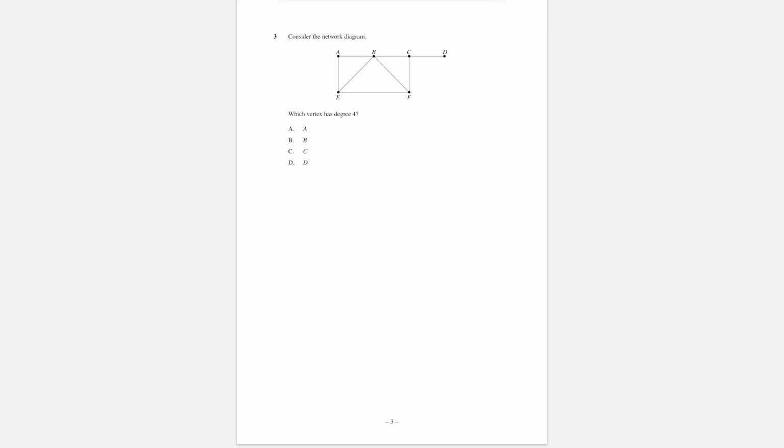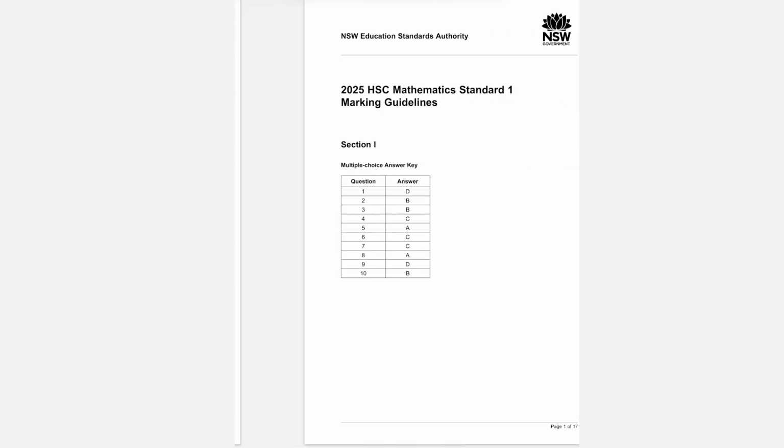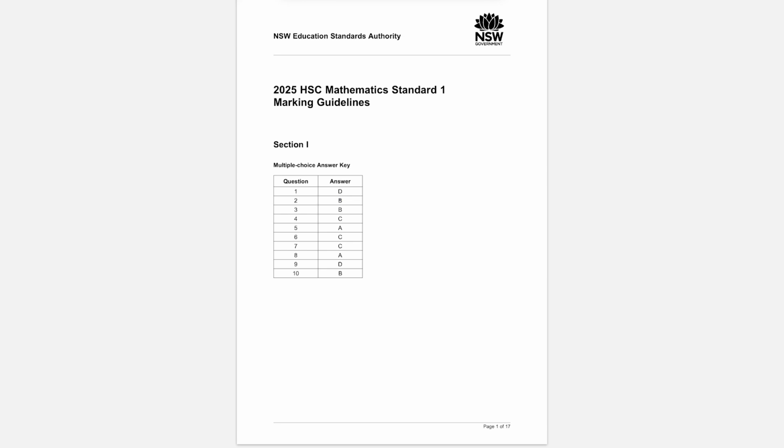So the vertices are simply the dots, and the degrees are the number of connections that each dot has, or the number of lines that it has. Pretty easily, we can see that vertex B has 1, 2, 3, 4 lines connecting to it. So we can say vertex B has 4 degrees or 4 connections. And we can see the answer is indeed B.